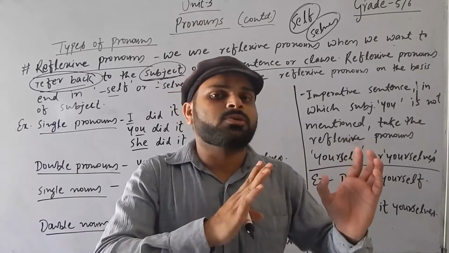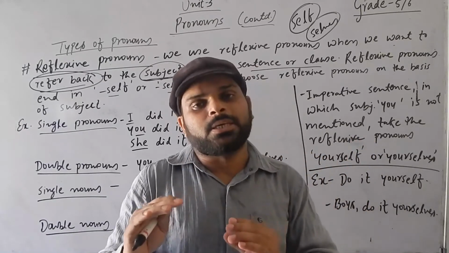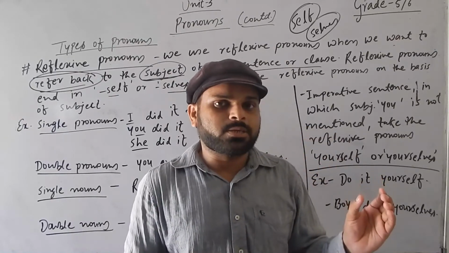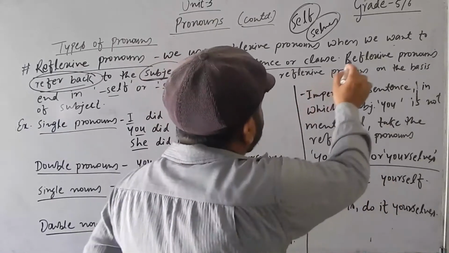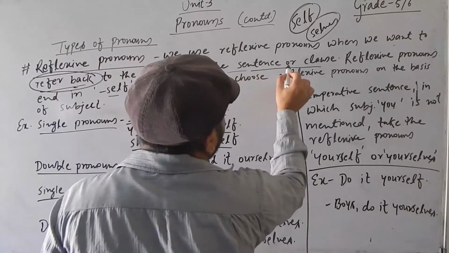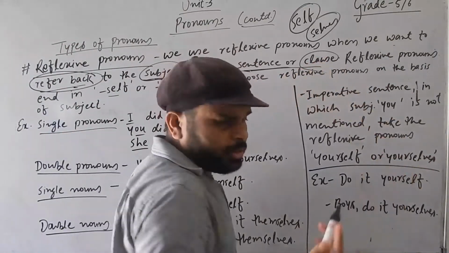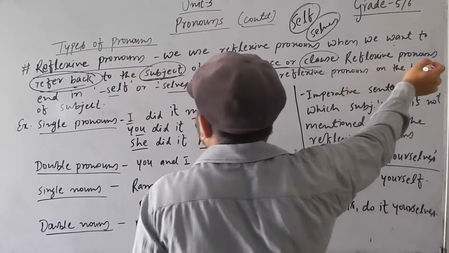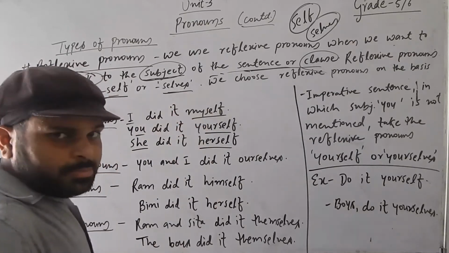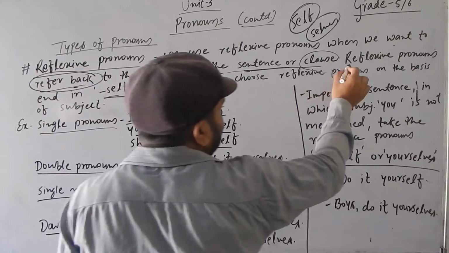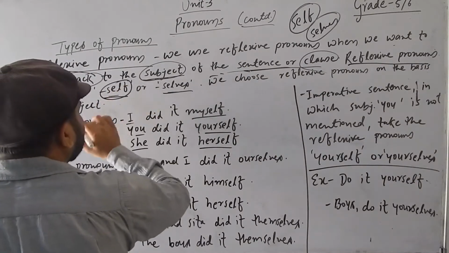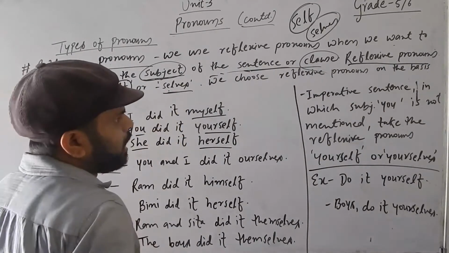So referring back to the subject would mean this thing. Referring back to whom? To the same subject. So that is the case here. Refer back to the subject of the sentence or clause. Same thing. Reflexive pronouns end in self or selves. I repeat, reflexive pronouns end with self or selves.